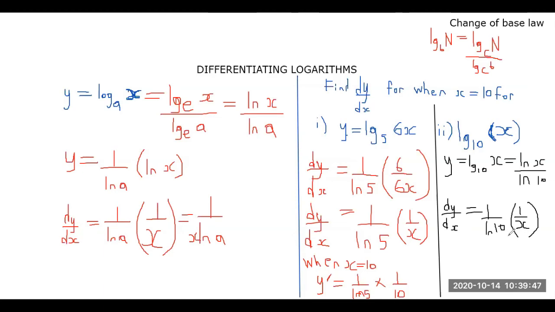So now to find when x is 10, we just put x as 10 in our calculators. So when x is 10, to get dy by dx, we get that y prime is equal to, replacing x with 10, 1 over ln 10 times 1 over 10. And whatever that is in your calculator, that's dy by dx when x is 10. Very easy stuff.